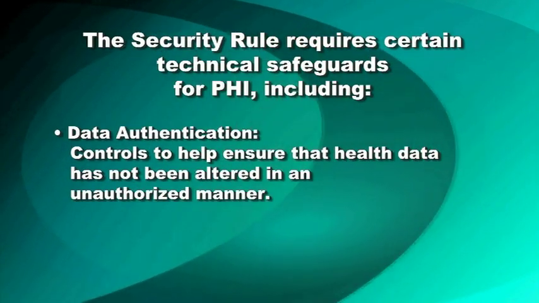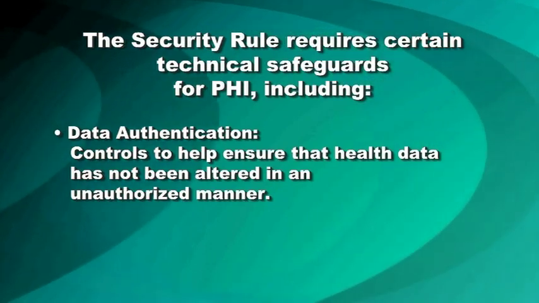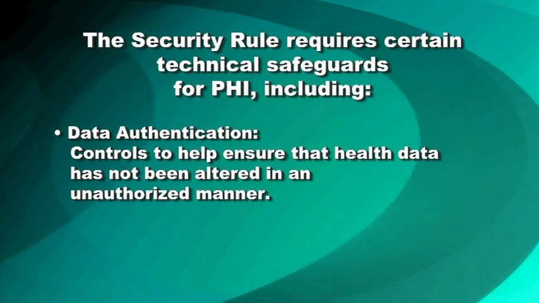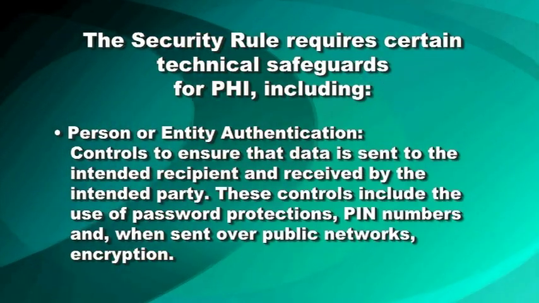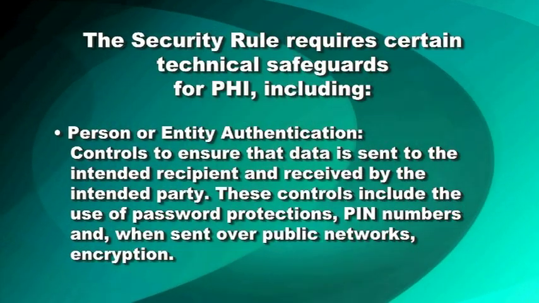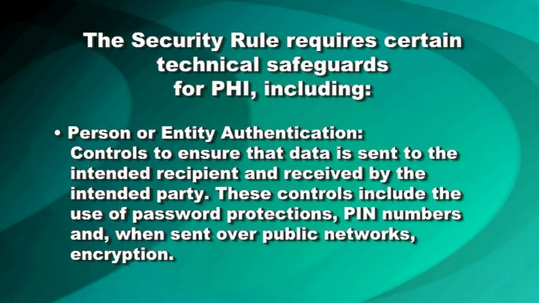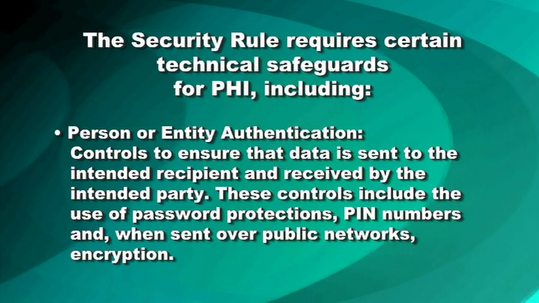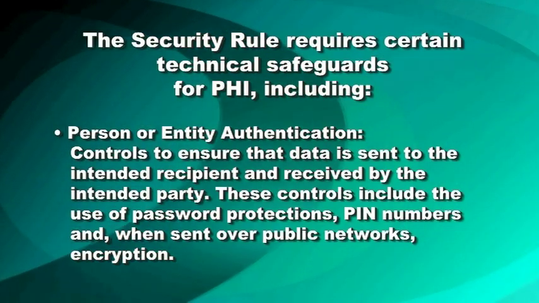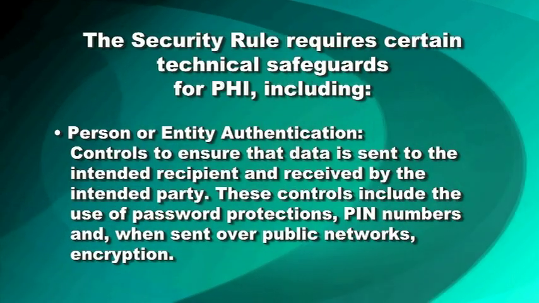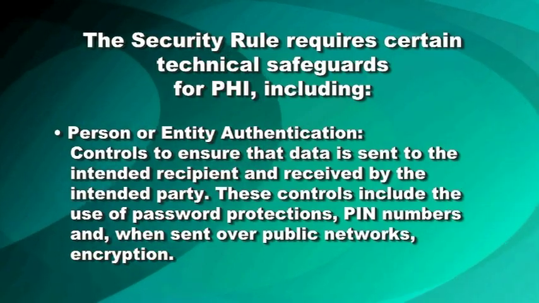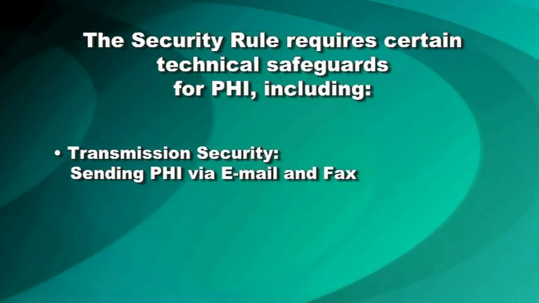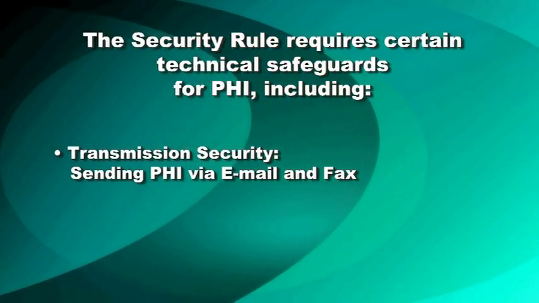Data authentication. Controls to help ensure that health data has not been altered in an unauthorized manner. Person or entity authentication. Controls to ensure that data is sent to the intended recipient and received by the intended party. These controls include the use of password protections, PIN numbers, and, when sent over public networks, encryption and transmission security. Sending PHI via email and fax.